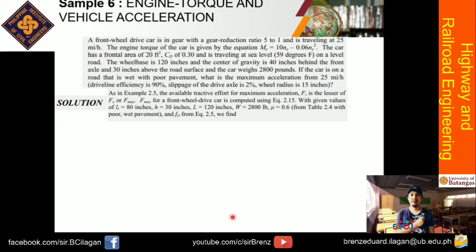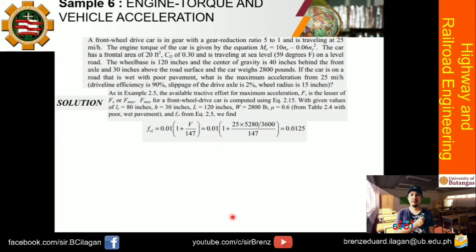And f sub RL from equation 2.5, we find that yung f sub RL mo will be equal to 0.01 times the quantity of 1 plus V over 147, or that is equal to 0.01 times 1 plus 25 times 5,280 over 3,600 over 147. Or f sub RL mo is 0.0125.